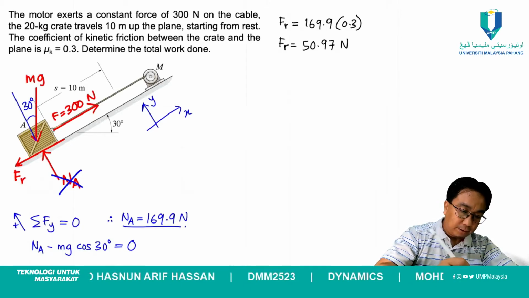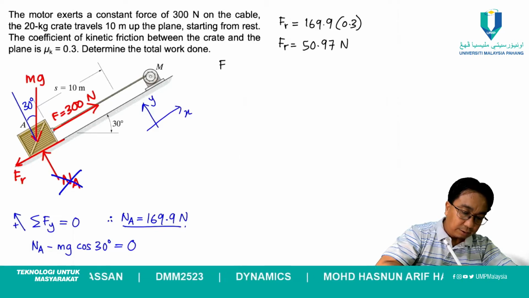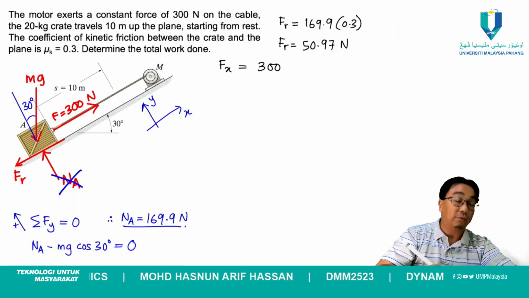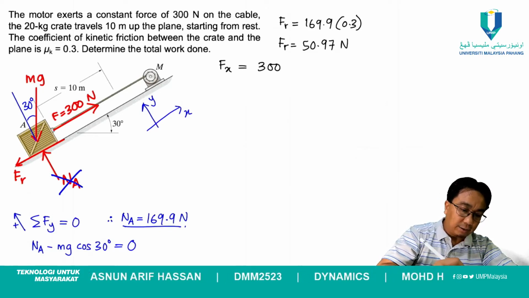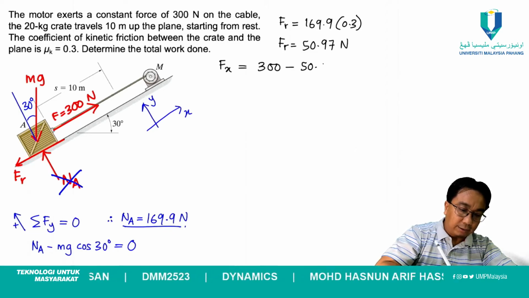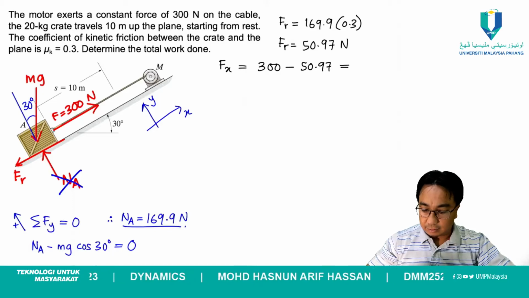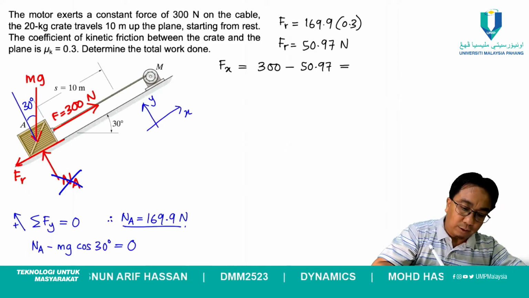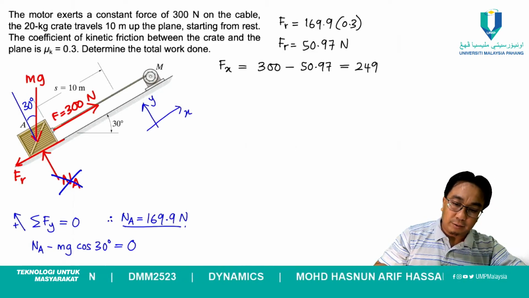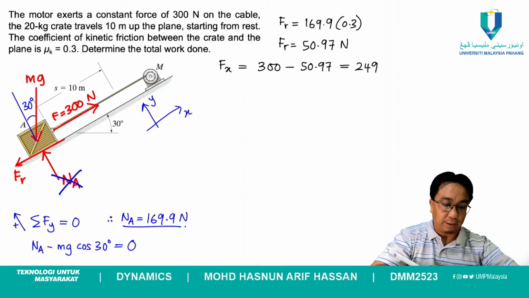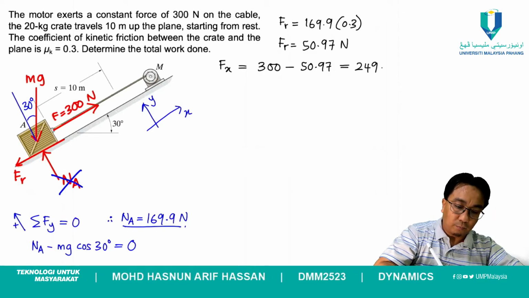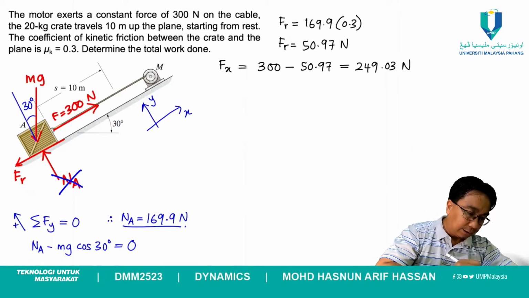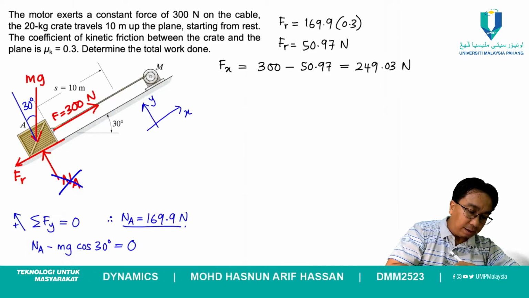x-axis. So force in x, let's call this Fx, is equal to 300 Newton positive in x-axis minus the friction, which is 50.97. So you get Fx is 249.03 Newton. Okay, so it says here travels 10 meter up the plane.